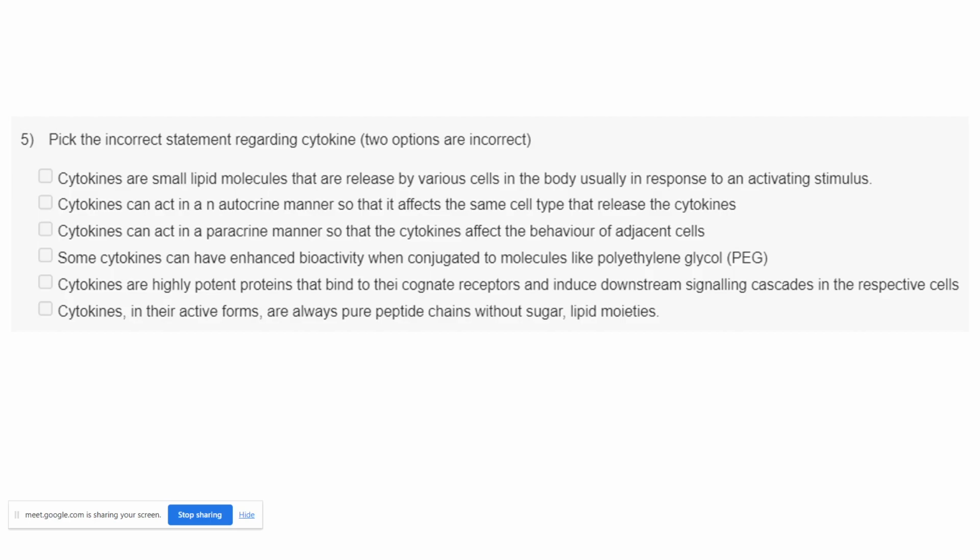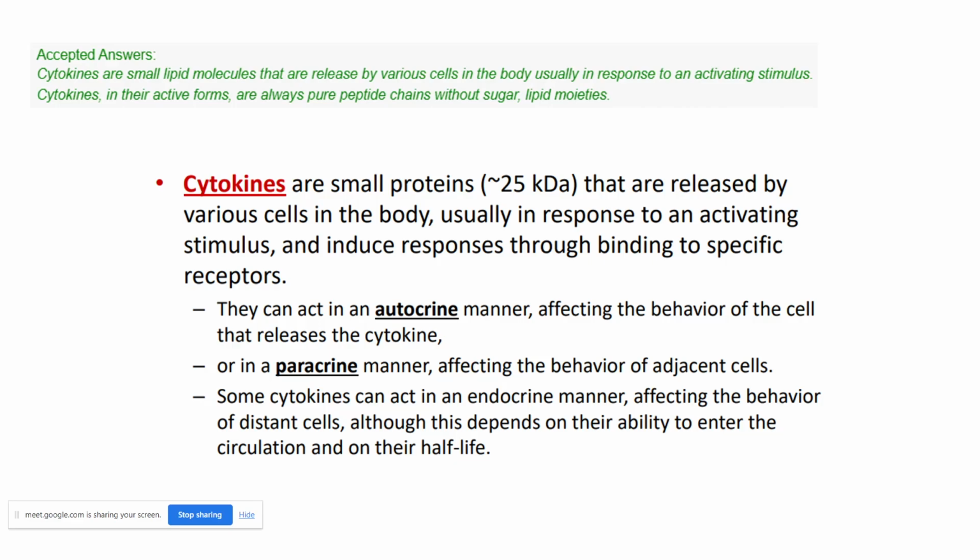Okay. The correct answer is first and last option. Cytokines are lipid molecules that are released by various cells in the body, usually in response to an activating stimulus. This is an incorrect option. Rather, cytokines are proteins, small proteins that are released by various cells in the body. And cytokines in their active forms are always pure peptide chains without sugar or lipid moieties. This is not always true. They might be modified with sugar and lipid moieties. So cytokines are basically small proteins that are released by various cells in the body, and they can act in an autocrine manner or paracrine manner. Some cytokines can also act in an endocrine manner.